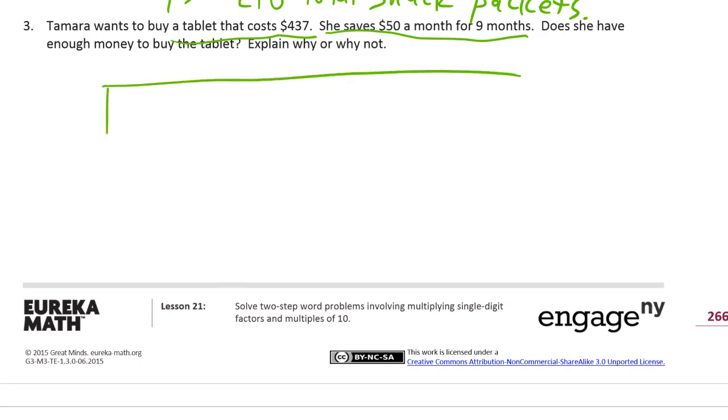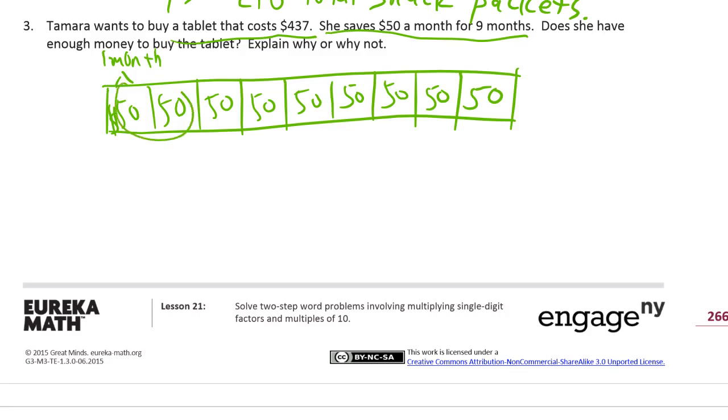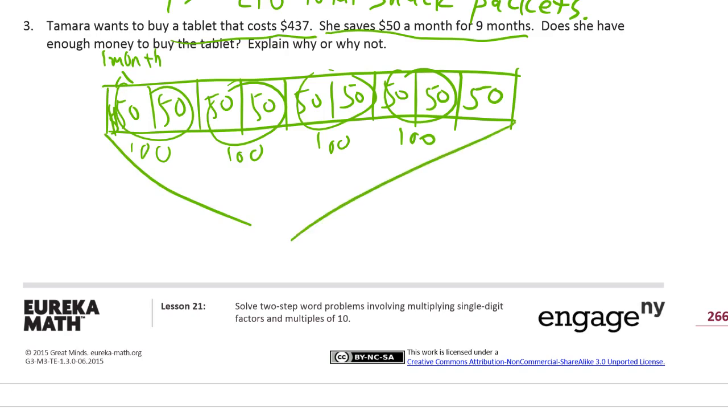So we need a piece of tape with 9 50s. 1, 2, 3, 4, 5, 6, 7, 8. And each $50 is 1 month, right? That's why there's 9 of them. And we can see that each one of these is 100. And it's easy to see that the whole thing is 1, 2, 3, 450 dollars.